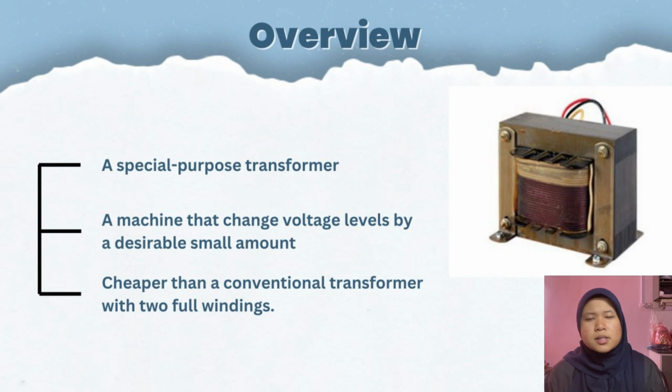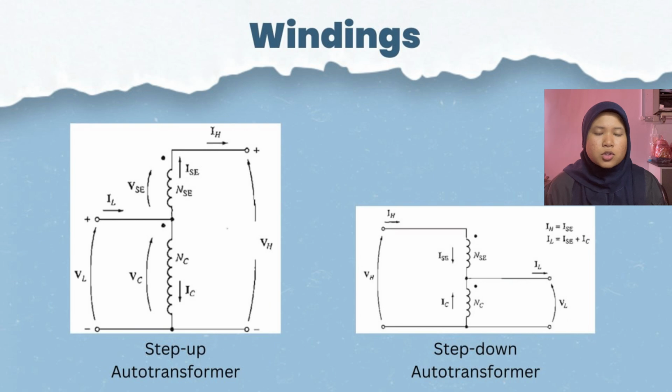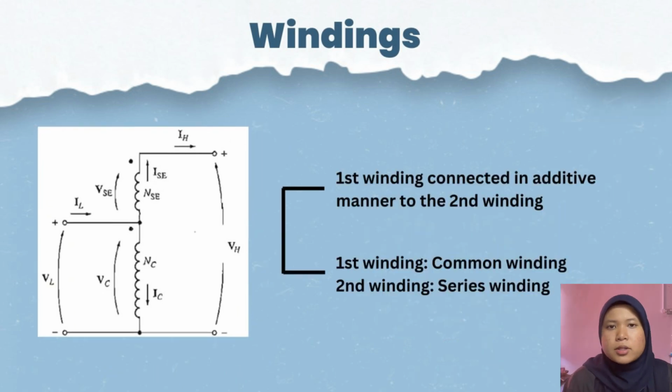Talking about the windings, how about the windings of the autotransformer? First, the autotransformer is divided into two, which is step up and step down. Let's get more details into that.